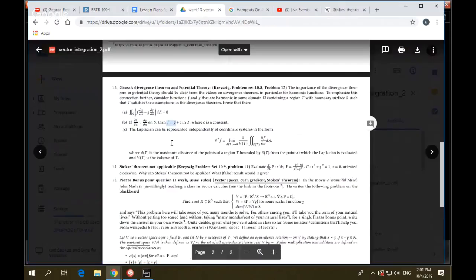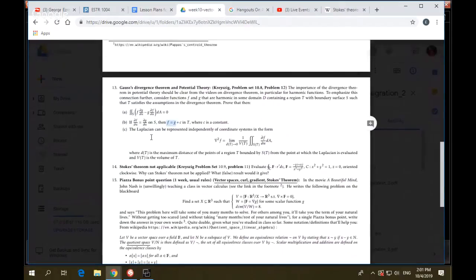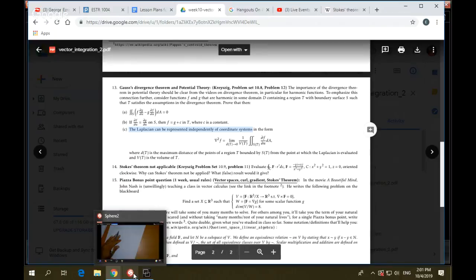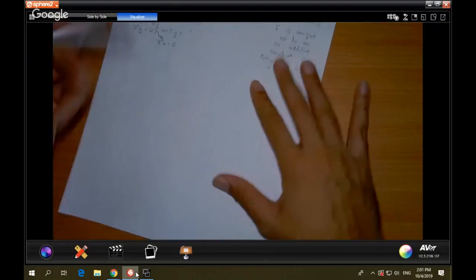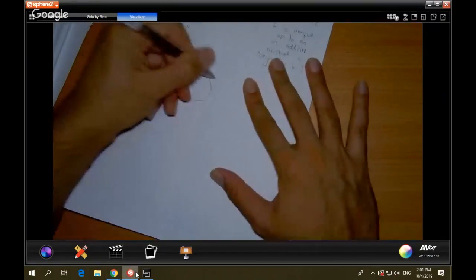So part C, remember, is asking us to show that the Laplacian can be represented independently of coordinate systems in this form. So the Laplacian, nabla square f, is the limit of something here, we'll understand it later, times 1 over the volume of T, d. Okay, so let's draw a figure here so we can see what's going on. Let's take some region T.